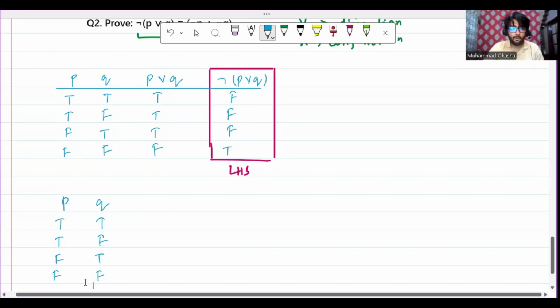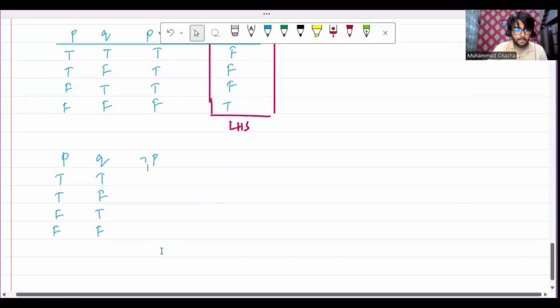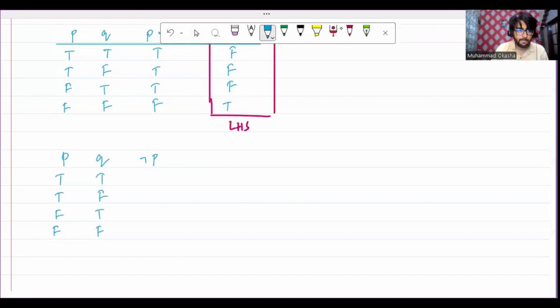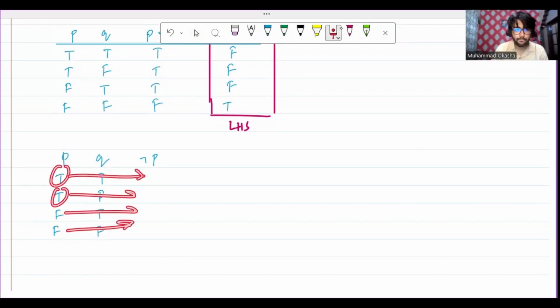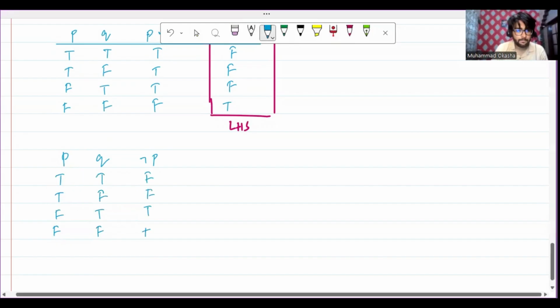Now, first of all, you have to write out negation P and negation Q. Let's write down negation P first. Negation P would be, I will take P and I will negate it. So false, false, true, and true. Note this down real quick: false, false, true, and true.